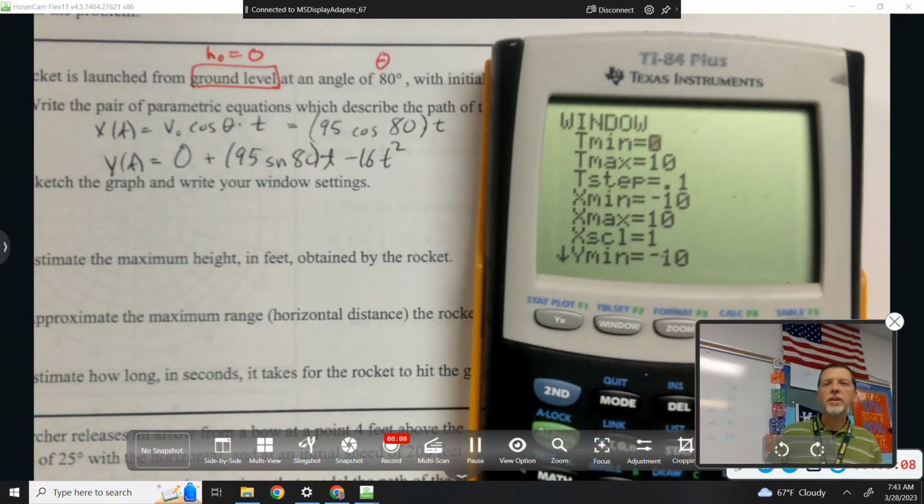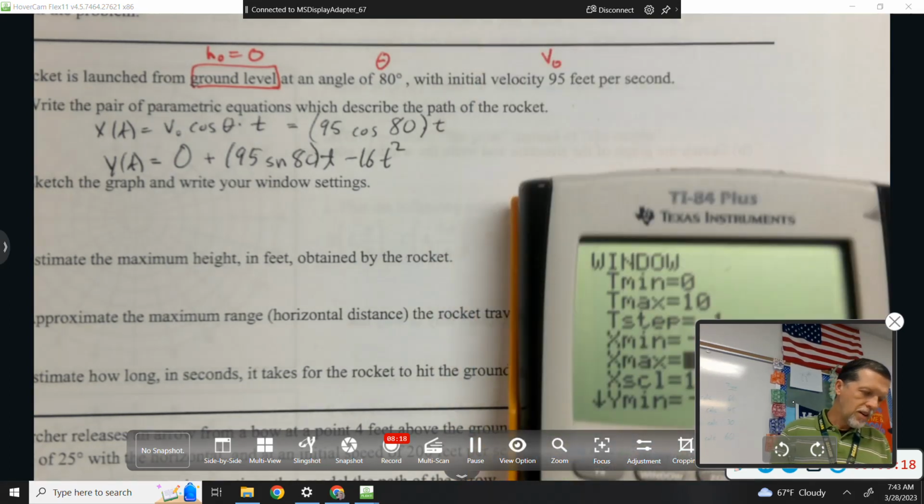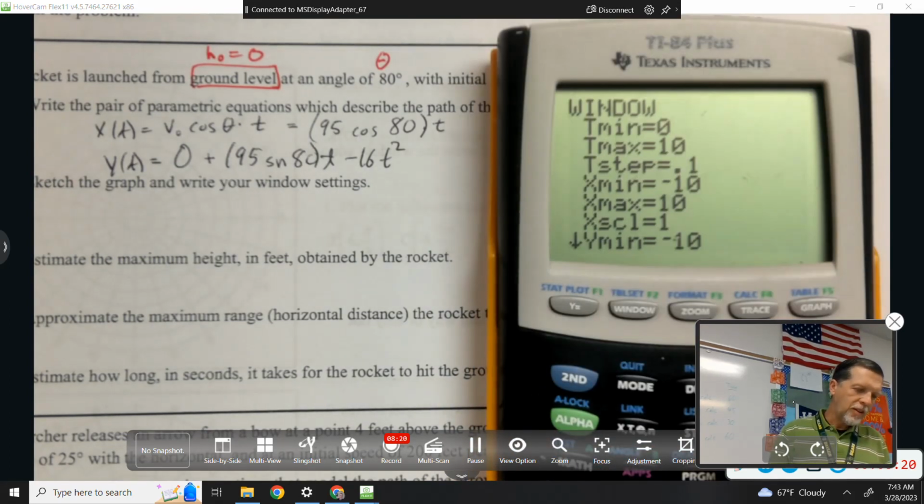Then when you go to window, there should be a Tmin and a Tmax to tell you what times to trace out. I don't really know how far over this thing's going to go, but if we launch it at 95 feet per second, I bet it goes more than 10. So I'm going to start with 100 and see what happens.